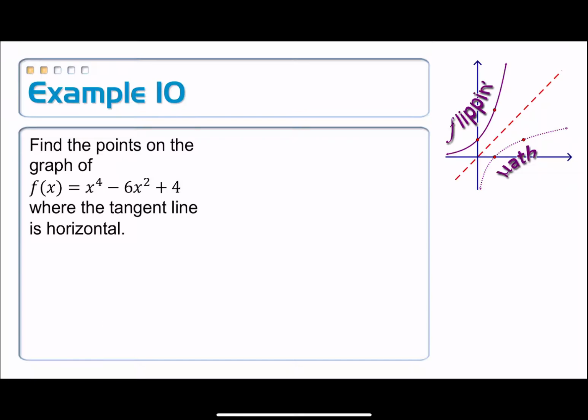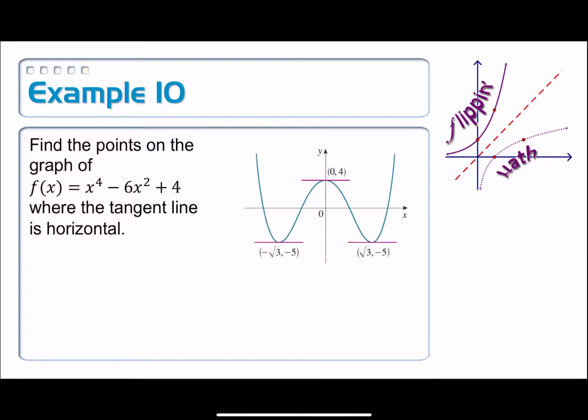Example 10, find the points on the graph of f of x equals this polynomial, where the tangent line is horizontal. Okay, so this is a very important application of calculus because when we're finding horizontal tangent lines, it means something specific about the original graph. Here's some pictures of this. Let's see what this looks like, and then we'll do the calculus in order to figure out what these things are. Oh, look, the answer's already there. Don't worry, we're going to come up with it.